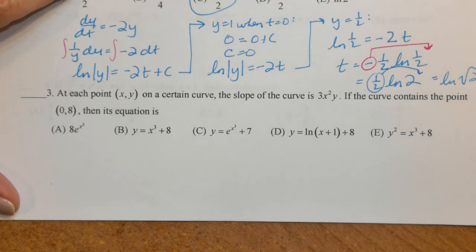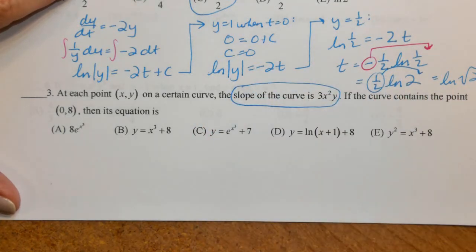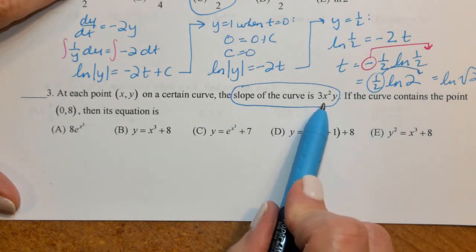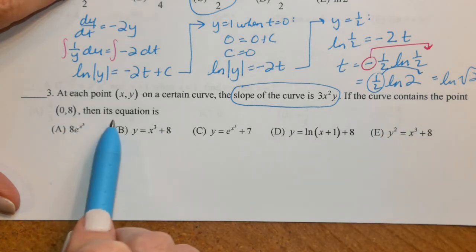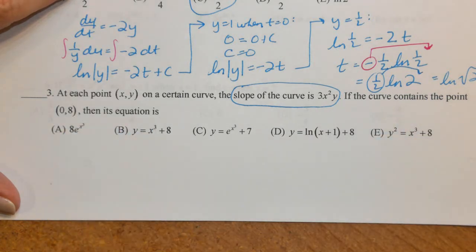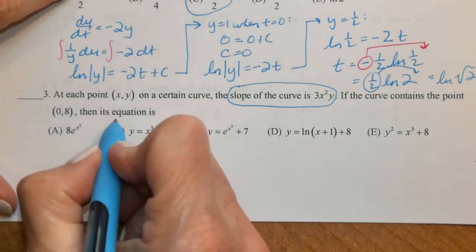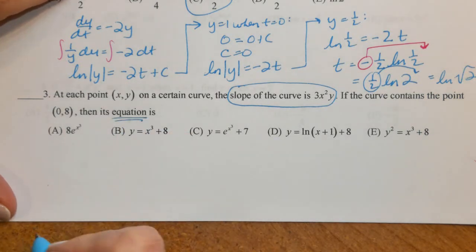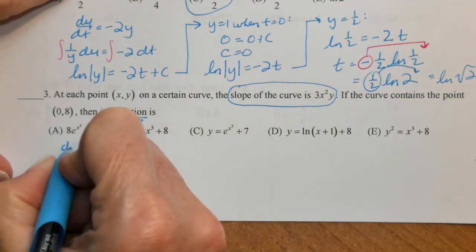At each point x, y on a certain curve, the slope of the curve, so they're giving us dy/dx, is equal to 3x squared y. If the curve contains the point (0, 8), then its equation is... they're asking us to solve the differential equation without explicitly saying, solve the differential equation. They're asking for the equation of the curve, so they're asking us to solve this differential equation.